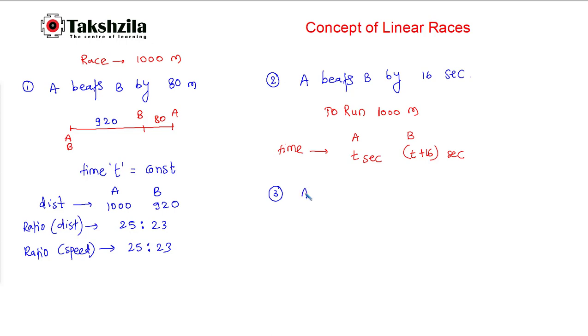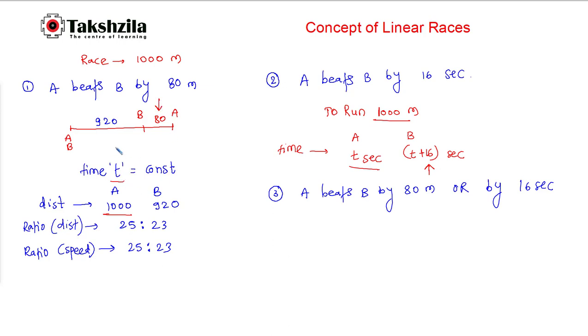So the statement becomes, A beats B by 80 meters or by 16 seconds. Now what can we interpret from this statement? If we combine the first statement and the second statement, we come to know that to run 1000 meters, time taken by A is t seconds. Over here B requires 16 seconds extra. Why does B require 16 seconds extra? To run the remaining 80 meters.